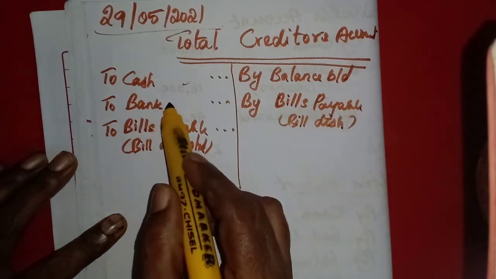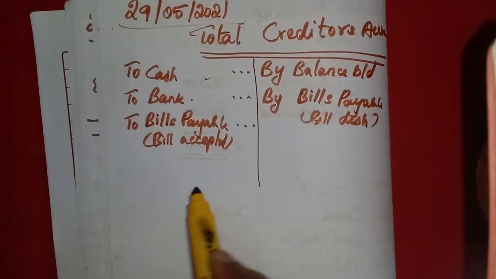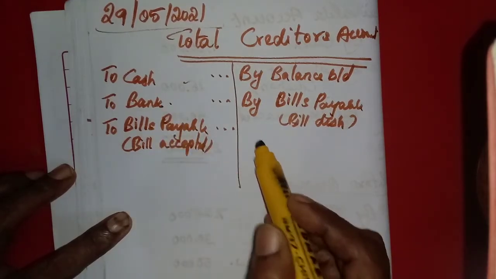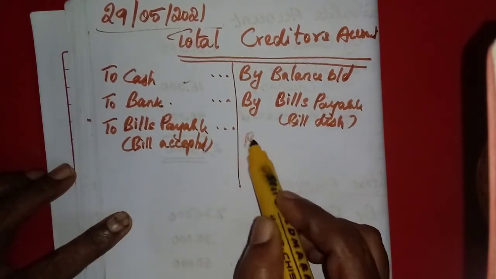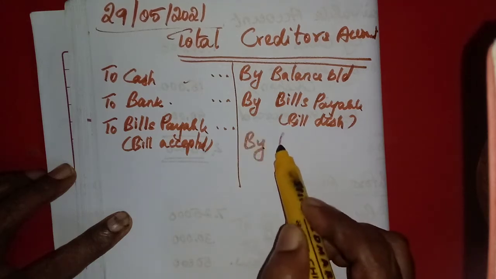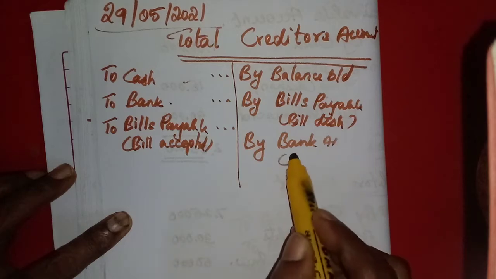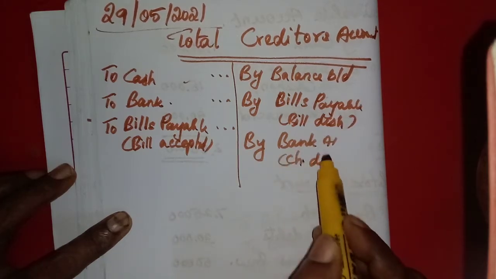Again here we paid by cheque, we issued a cheque. That cheque if dishonored, we have to credit that one, by bank. Here we have to write cheque dishonored.